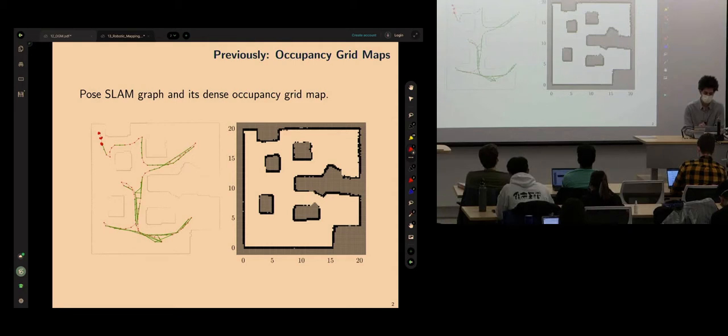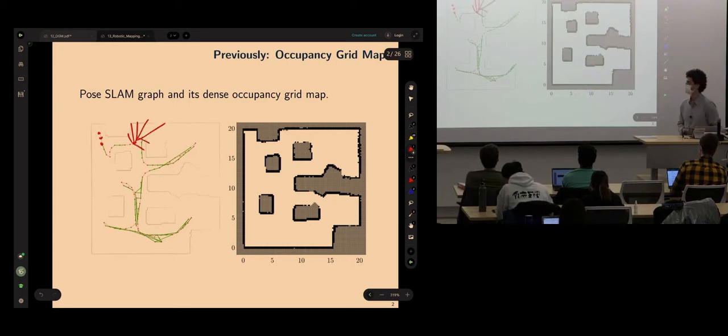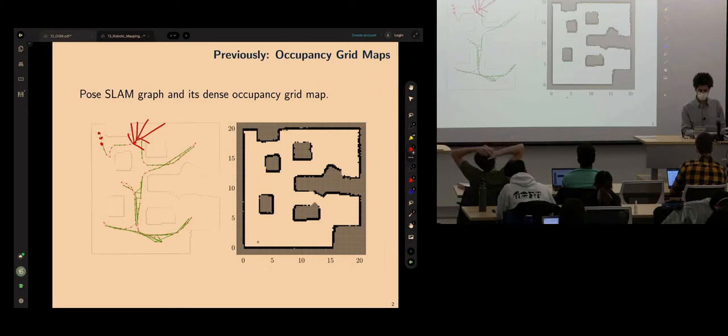Now we solve this trajectory, and at every point, the robot observed maybe some range measurements, right? And we use known poses and observations to reconstruct this map that you see on the right-hand side. We call this the occupancy grid map.